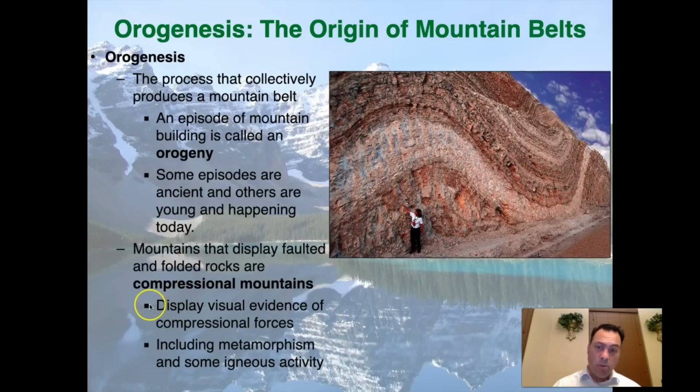And they're known for displaying visual evidence of compressional forces. And this can include metamorphism and some igneous activity. And that metamorphism sometimes leads to the formation of valuable gems that are mined by industry for the purposes of making jewelry or for the purposes of producing aggregates or things that are used in construction.